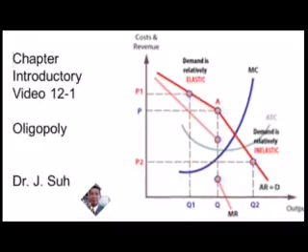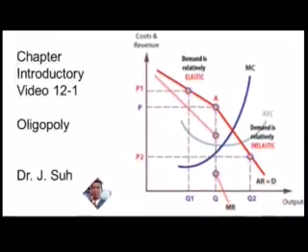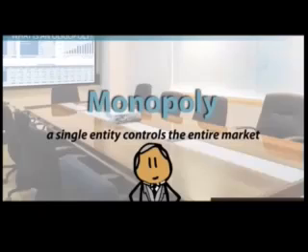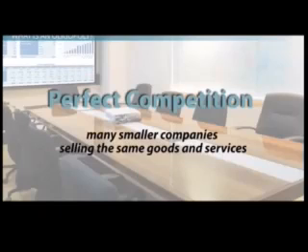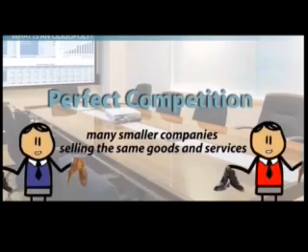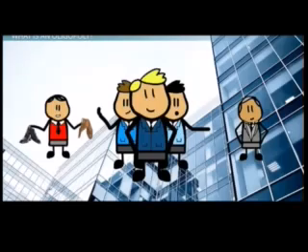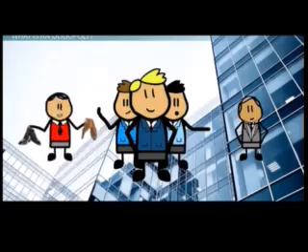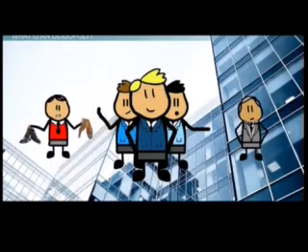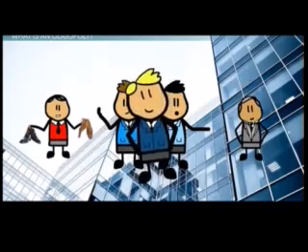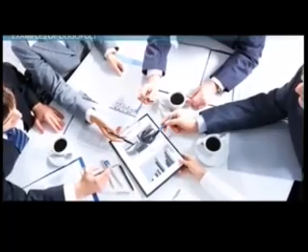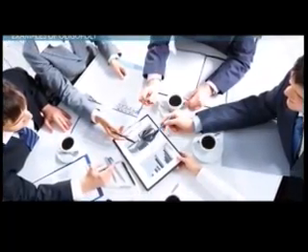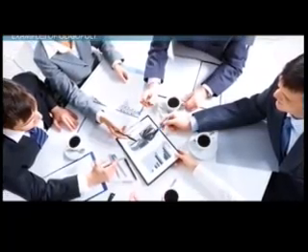An oligopoly is a market structure where a few large firms control most of the market. If you think about a monopoly where a single entity controls the entire market, or perfect competition where there are many smaller companies selling the same goods and services, we needed to find a happy medium, something between having a store on every corner, but not having one brand that rules them all. So, oligopolies were formed.